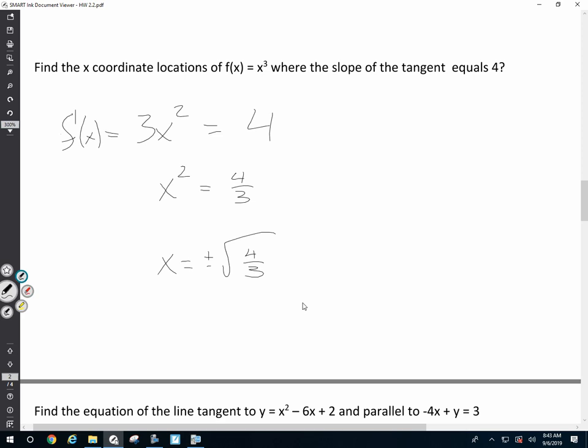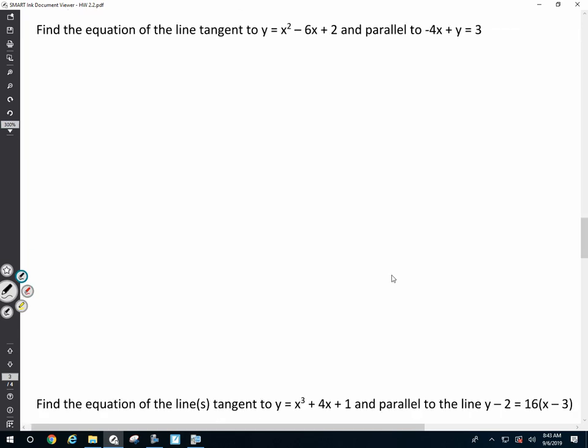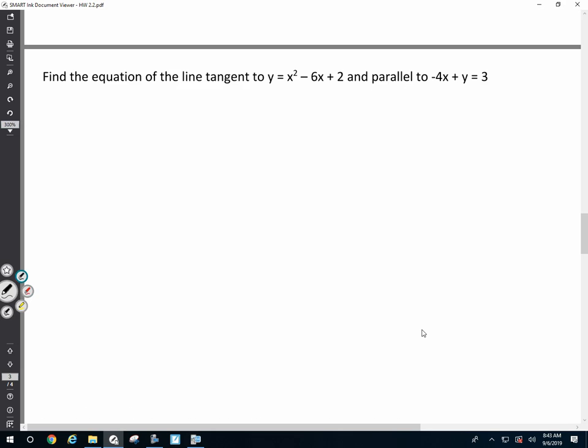How can we confirm that? Different ways. You can visually kind of see it. You could graph the slopes of the tangents. You can graph the tangent lines, and it'll all work out. Find the equation of the line tangent to this and parallel to this. Well, first of all, I need to find out the slope here. And let's think about this visually.